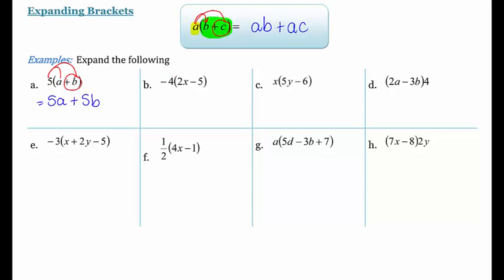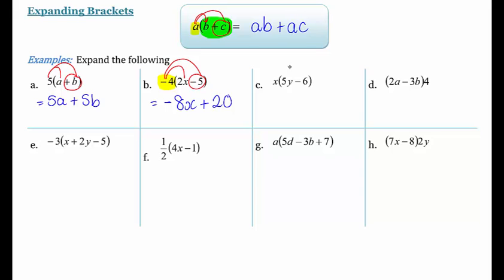Next, now always take the sign in front, so this is a negative 4. So now we're going negative 4 times 2x. So negative times a positive is a negative. 4 times 2 is 8, and then we have the x. Now we go negative 4 times negative 5. A negative times a negative is a positive, and 4 times 5 is 20.